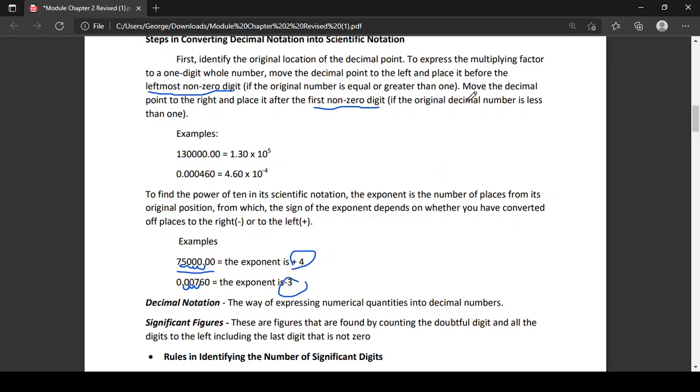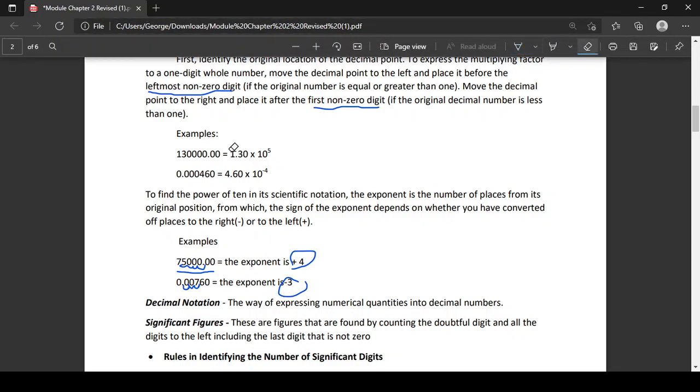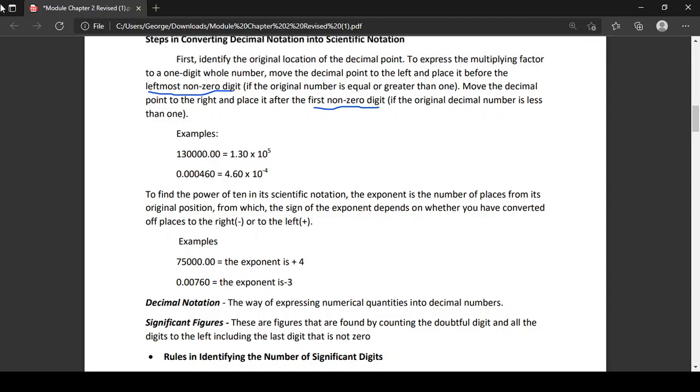Negative. So the technique is that the exponent will always be positive if it is more than 1. If it is less than 1, it will always be negative. If it is less than 1, positive or negative? Negative. If it is 1 or more, positive or negative? Positive, sir.